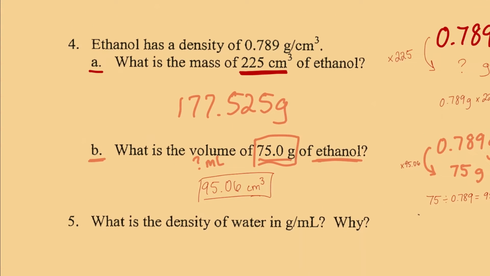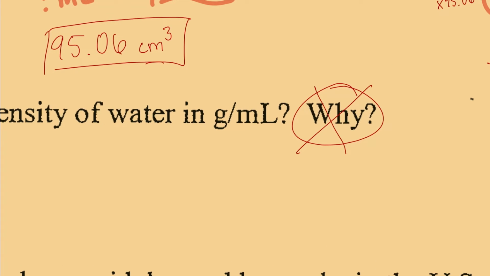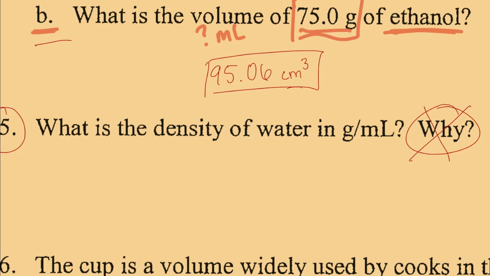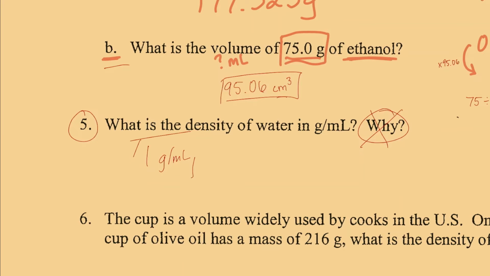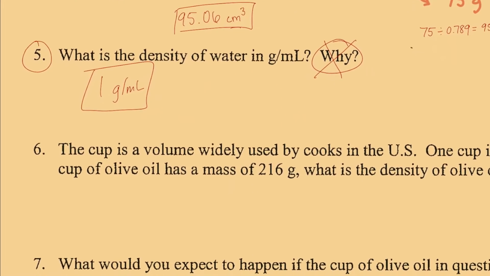Great. That's it for ethanol, 4A and B, no longer dealing with ethanol. 5. What is the density of water in grams per milliliter? And it asks why. I don't really like that question. I also feel like this is more of just a knowledge question, because it's 1 gram per milliliter. Now, maybe what this question is getting at is... No, never mind. I don't even want to go there. It's 1 gram for every 1 milliliter. That's something, I guess, that we should know.